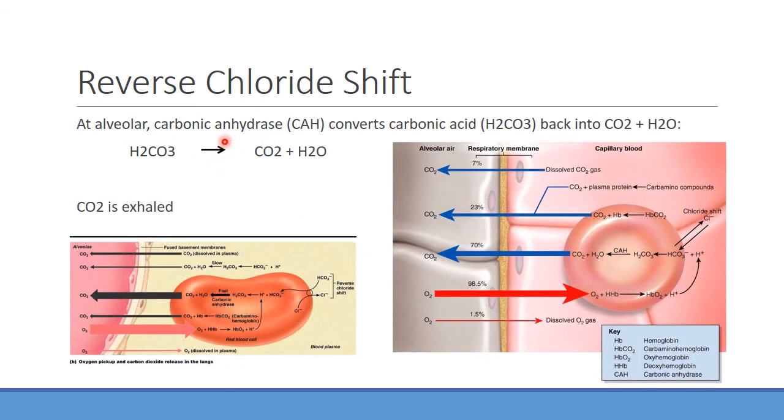So again, at the alveolar side, this is where the carbonic anhydrase lives. It's going to convert that carbonic acid back into CO2 and water, and then the CO2 can be expelled. It's in a lower concentration in the alveoli versus in the blood, so it's going to be able to transfer out pretty easily through diffusion and get rid of it.